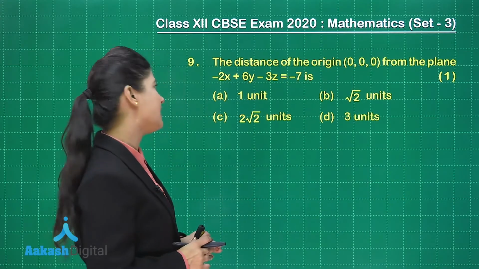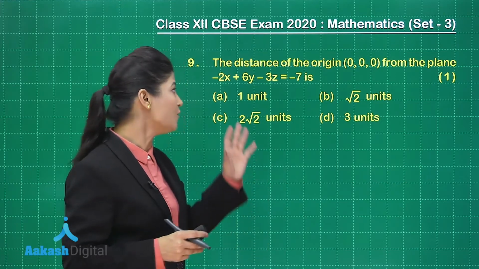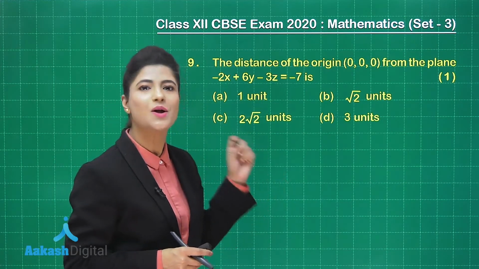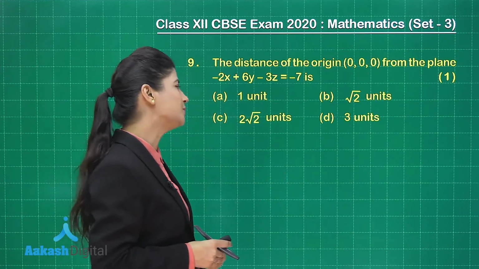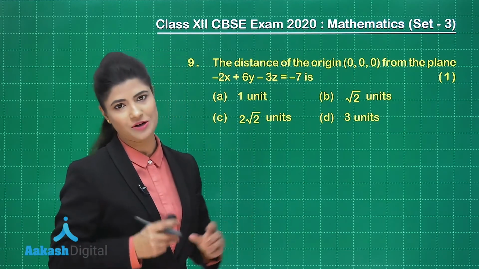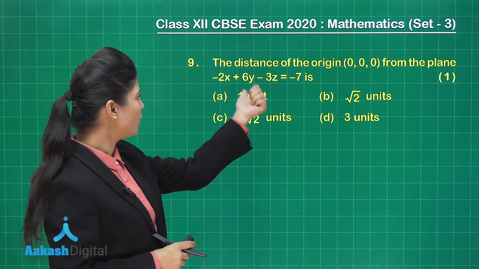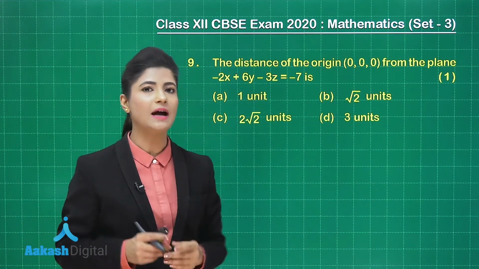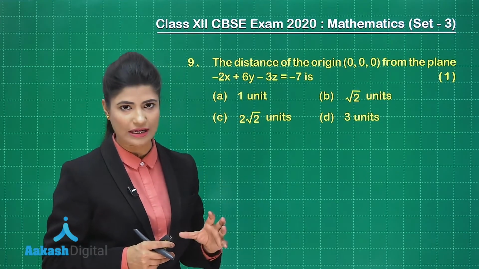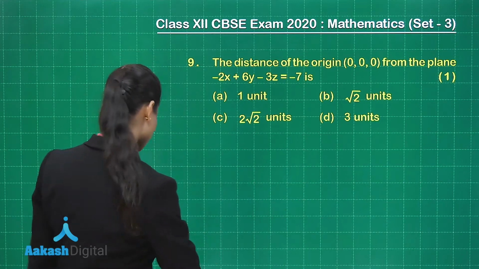Here in question number 9, it has been stated the distance of the origin 0, 0, 0 from this given plane minus 2x plus 6y minus 3z equal to minus 7 is out of these options. तो ये question है 3D geometry से. So here you need to obtain distance of origin from this given plane. So whenever we find the distance of a plane from a given point, then in that case you have to apply the formula. And what is that formula?